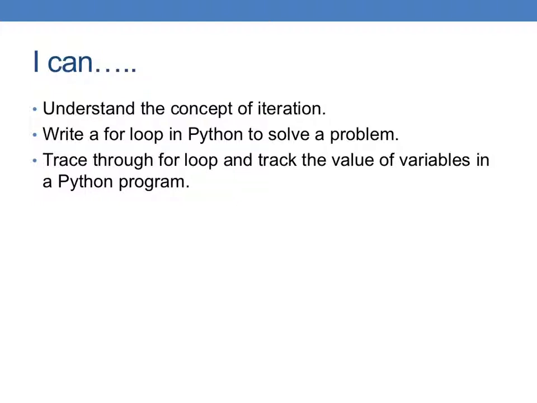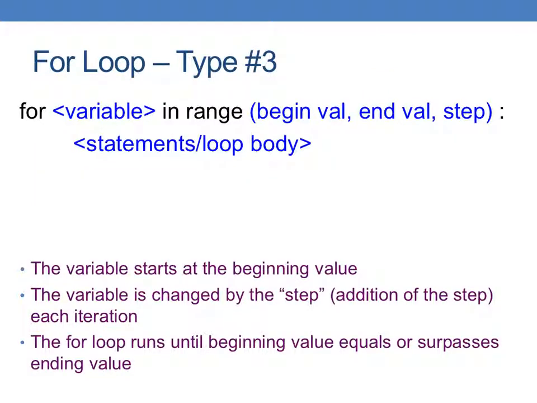Same learning targets we've seen the last few days. Concept of an iteration is something we should be able to describe. We should be able to write a for loop in Python to solve a problem, and we should be able to trace through a for loop and track its values as the program runs. So for loop type 3 is a little bit more in depth than the previous two types.